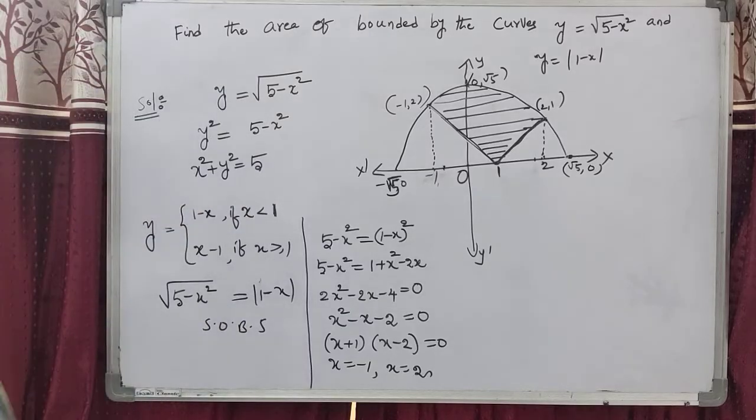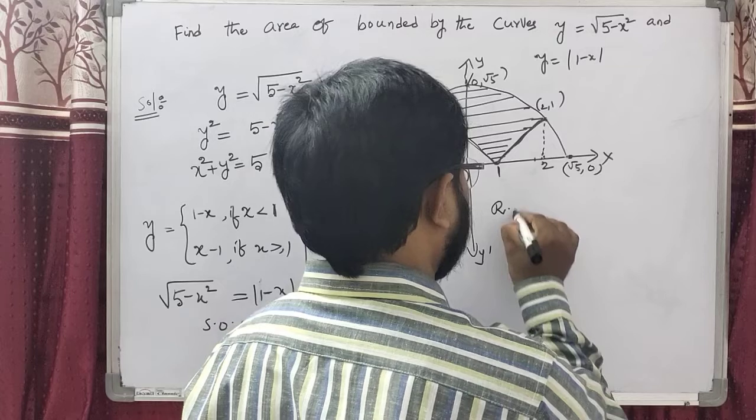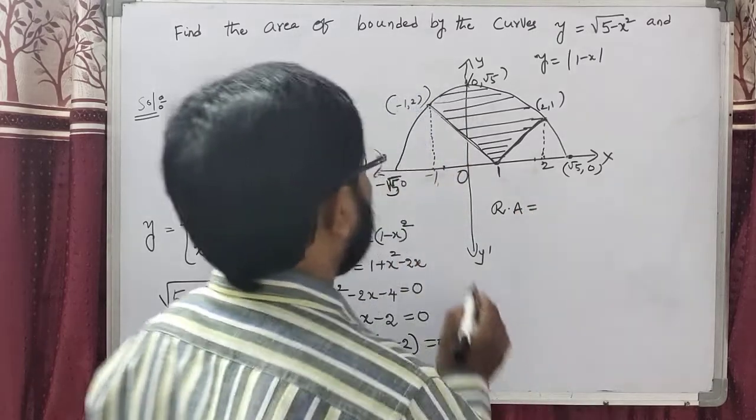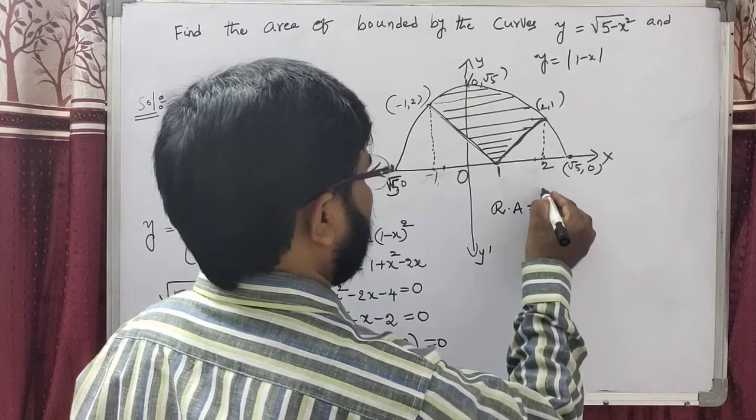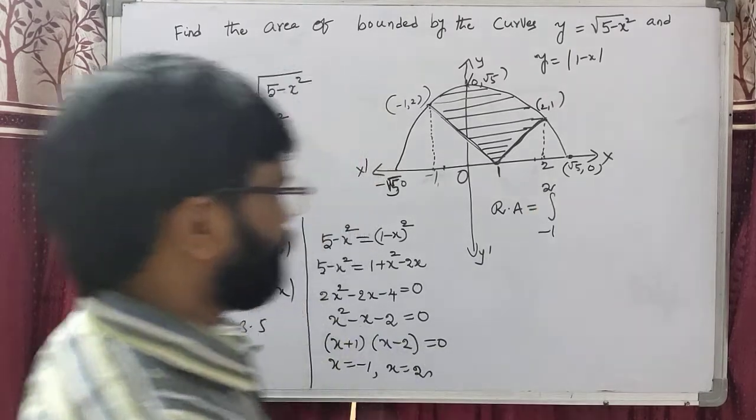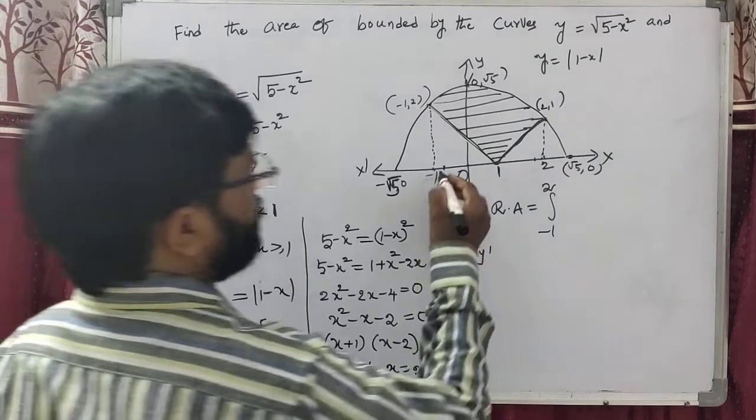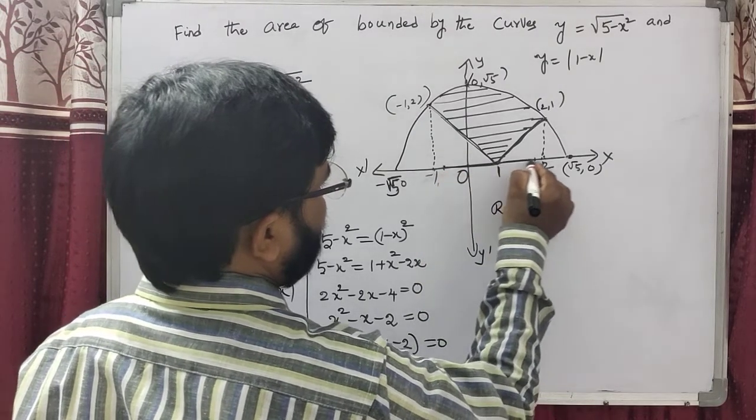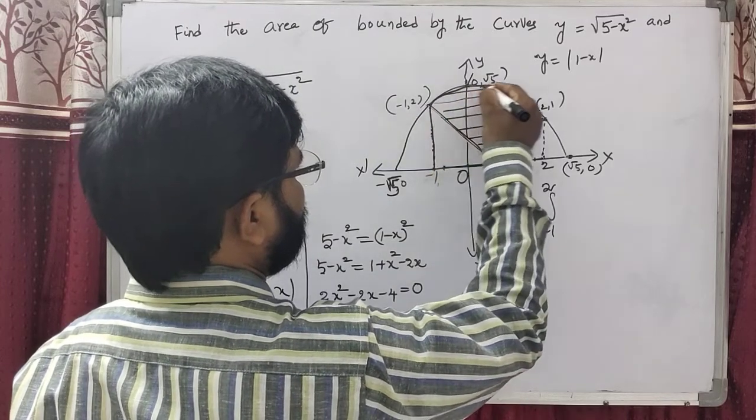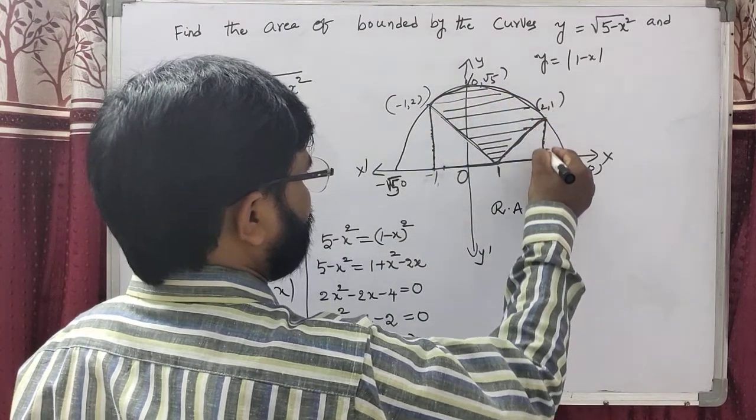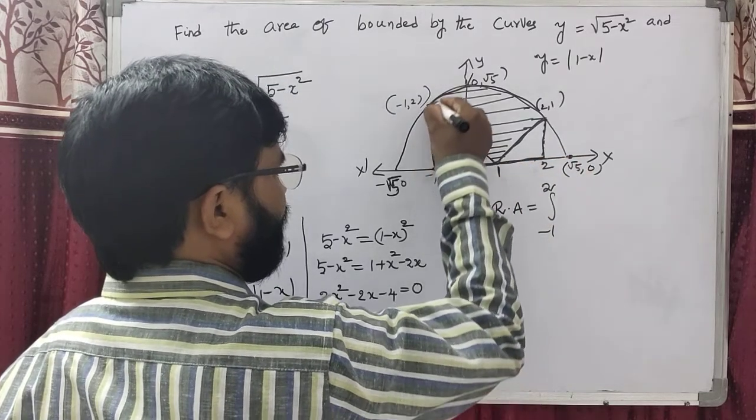Now I find the required area. Dear students, how to find the required area is -1 to 2. Integral first I take -1 to 2. This area, I first find this area. This area students, so what I marked here, the complete this part area.